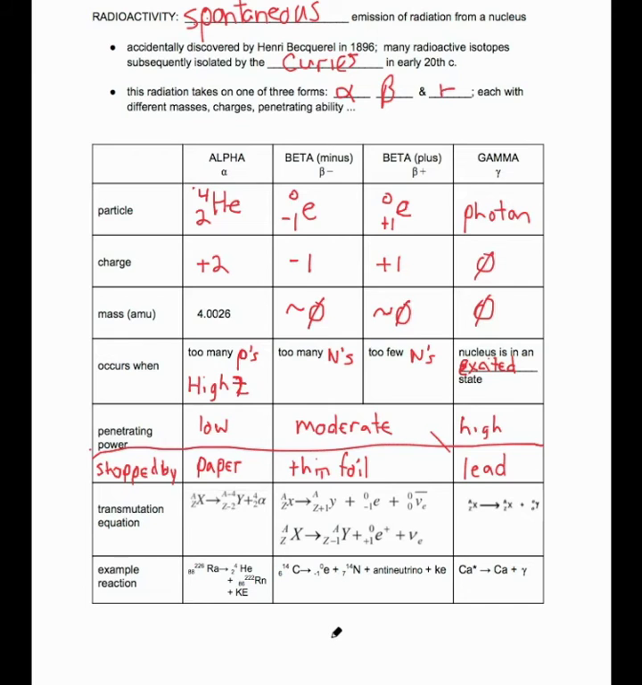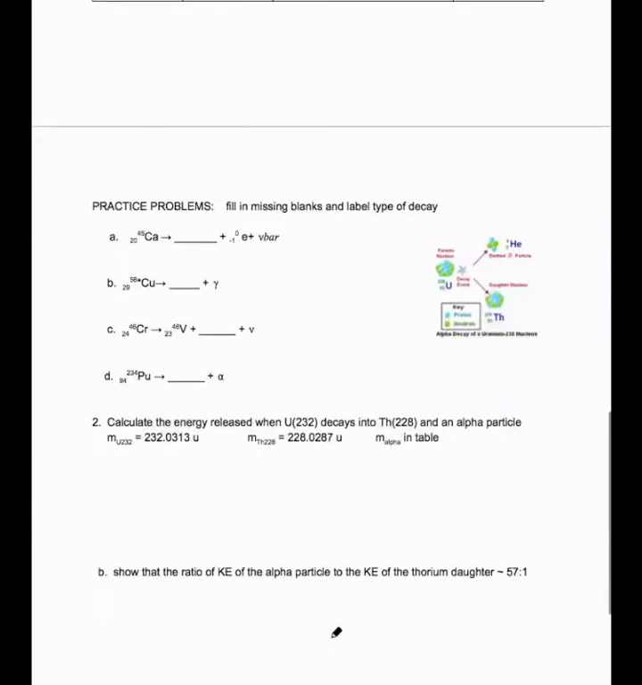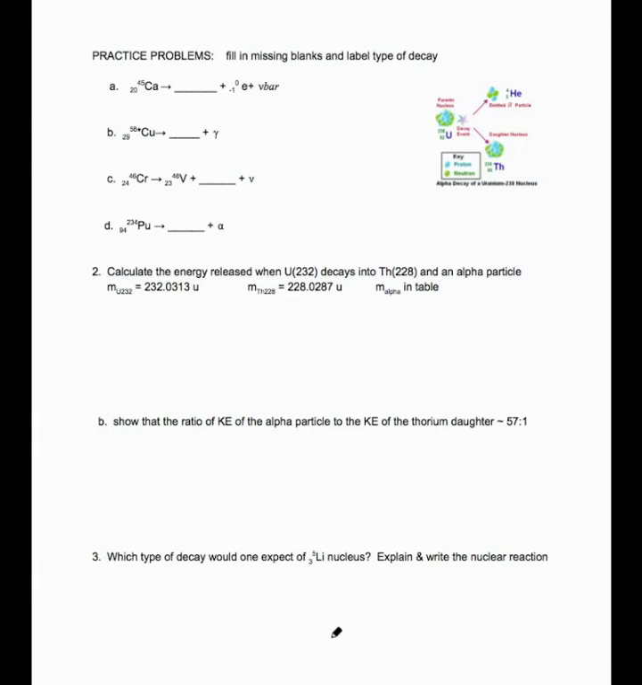Okay, so let's turn our attention to some practice problems. Some of the easier problems you'll have to do are basically balancing nuclear reactions, where the primary conservation law is the conservation of nucleon number. In other words, you've got to have the same number of protons and neutrons that you started with versus what you end with. Protons can turn into neutrons, neutrons can turn into protons in ways we'll talk about later, but that's basically the idea here. So here we want to fill in a missing blank and label the type of decay.